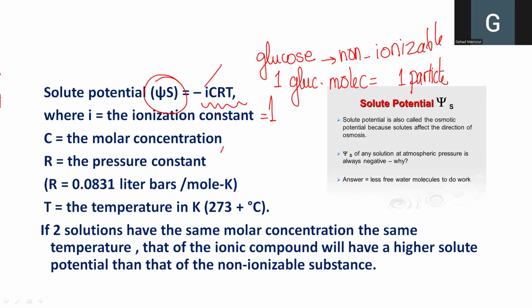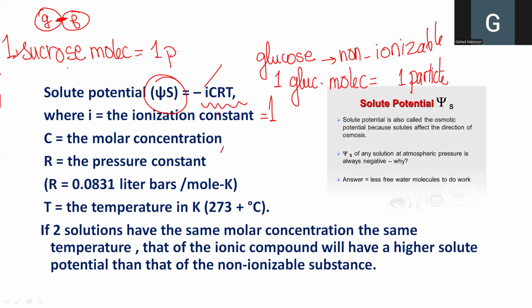When we come to sucrose, for example, again, because it is non-ionized, or it is a covalent molecule, the bonds inside are covalent. So despite the fact that sucrose consists of glucose and fructose, because the bond between them is a covalent bond and the molecule is not split into ions, one sucrose molecule will also be considered in the solution as one particle, and its ionization constant will again be 1.